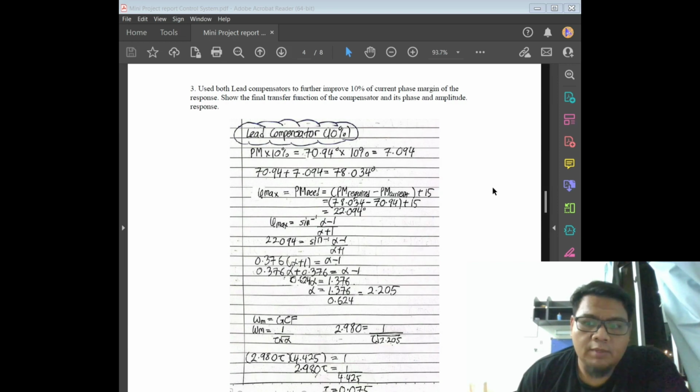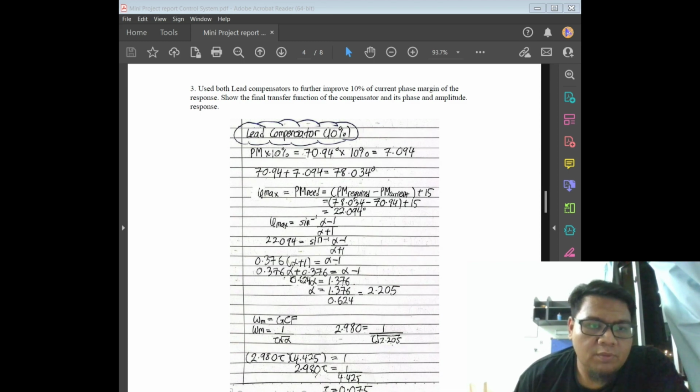Assalamualaikum, and Miss AMZAR. Okay, for my part, I will explain about the lead compensator 10%. For the question, use both lead and lag compensator to further improve 10% of the current phase margin of the response. Show the final transfer function of the compensator and its phase and amplitude response.